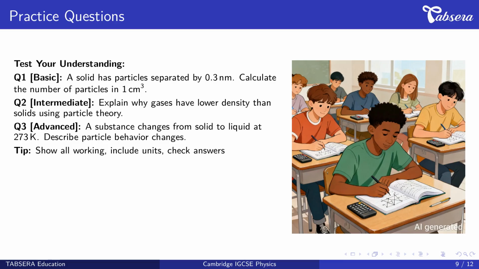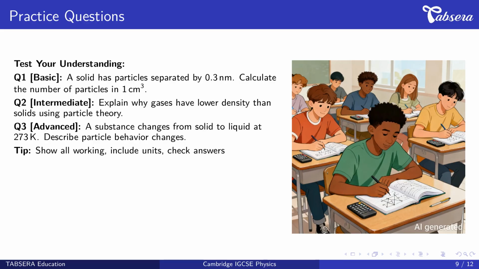Question 1 is basic level. It asks, a solid has particles separated by 0.3 nanometers. Calculate the number of particles in 1 cubic centimeter. This tests your understanding of particle spacing and number density calculations. Question 2 is intermediate. It states, explain why gases have lower density than solids using particle theory. This requires you to apply particle concepts to explain macroscopic properties.